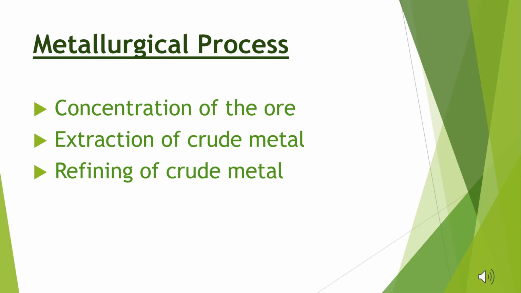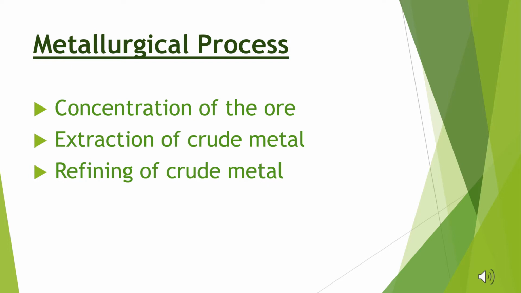Second step, extraction of crude metal. It can be done by a two-step process. First step, the conversion of concentrated ore into metal oxide. Then second step, the metal oxide is further reduced to metal by using a suitable reducing agent.